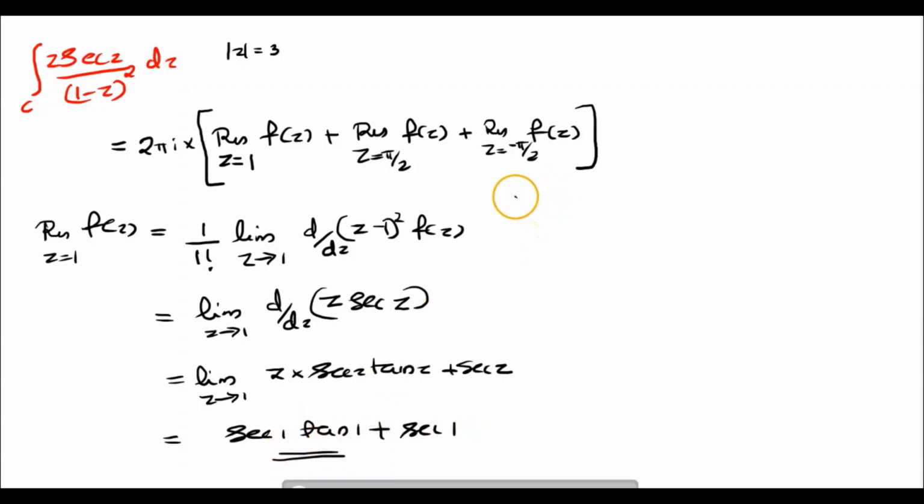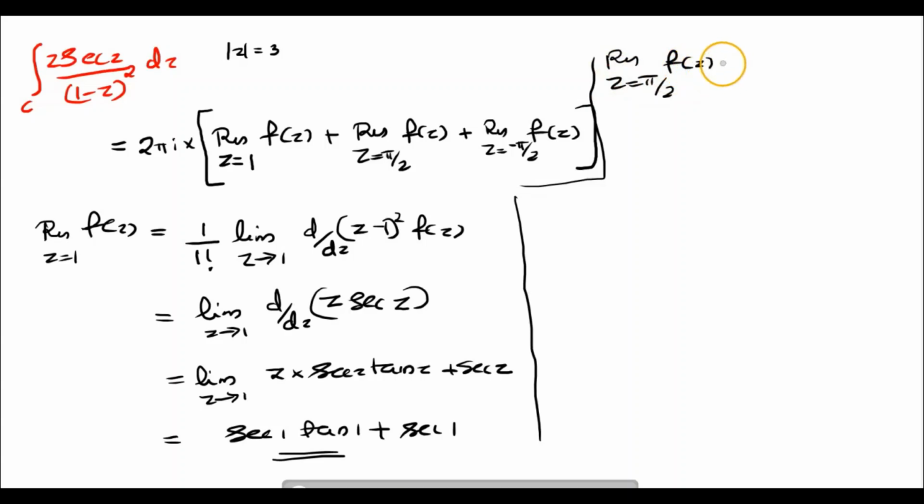Now we calculate the residue at z equal to pi by 2 of f of z. We know that pi by 2 and minus pi by 2 are simple poles. Now for the residue at a simple pole, we have the formula: limit z tends to pi by 2 of (z minus pi by 2) into f of z.